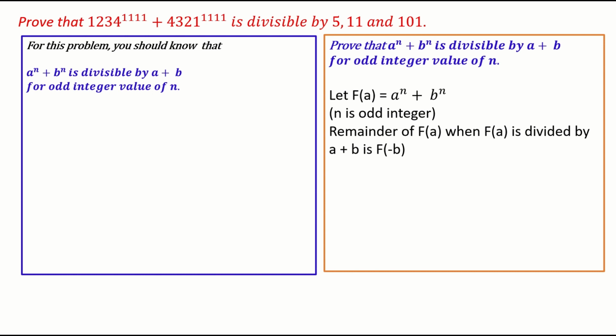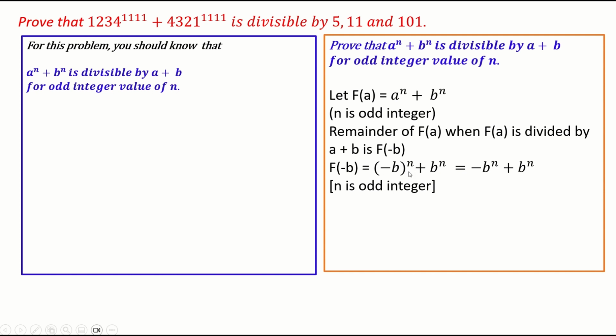Then the remainder of f of a when f of a is divided by a plus b is f of minus b. Right? This is the remainder theorem. So f of minus b, if you find out, then we get the remainder. f of minus b equal to, I have to replace at the place where a is there, because f of a is function of a. So wherever a is, I am replacing with minus b.